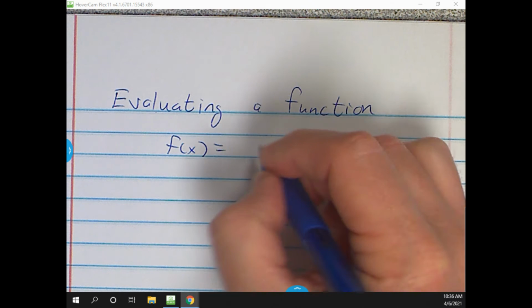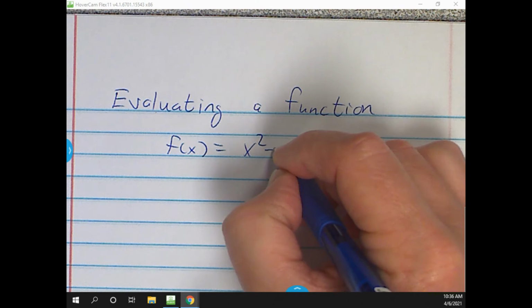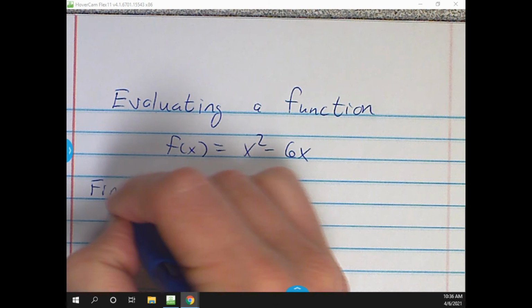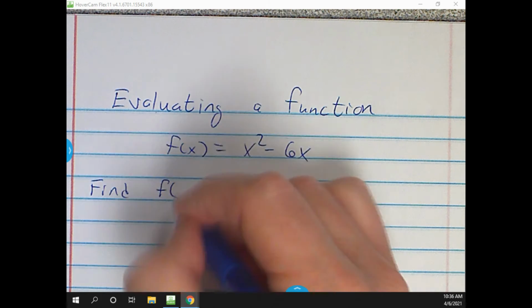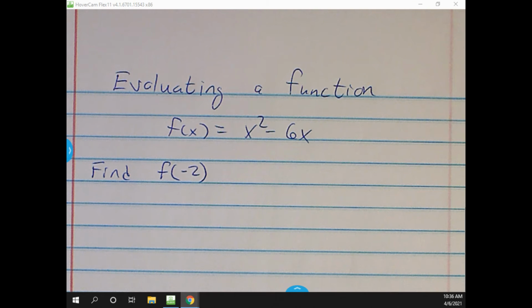if you had f of x equal to x squared minus 6x, did we ever do anything like that where you had to find out what f of negative 2 was? Is that ringing a bell at all or no? Maybe we did it. Maybe it was a long time ago. I was thinking we did it, but I can't guarantee it. So I'm thinking maybe we did this a long time ago.